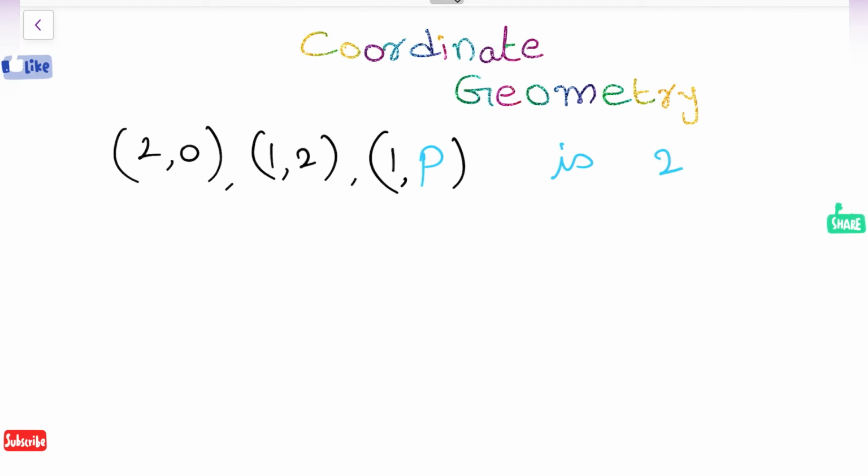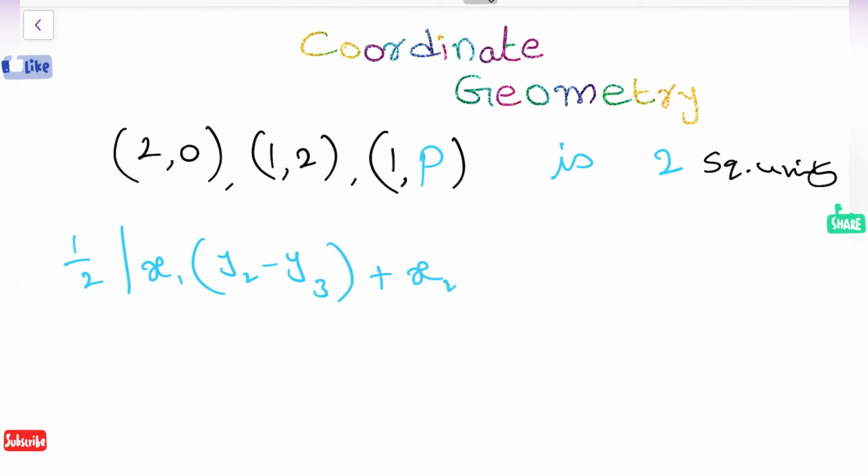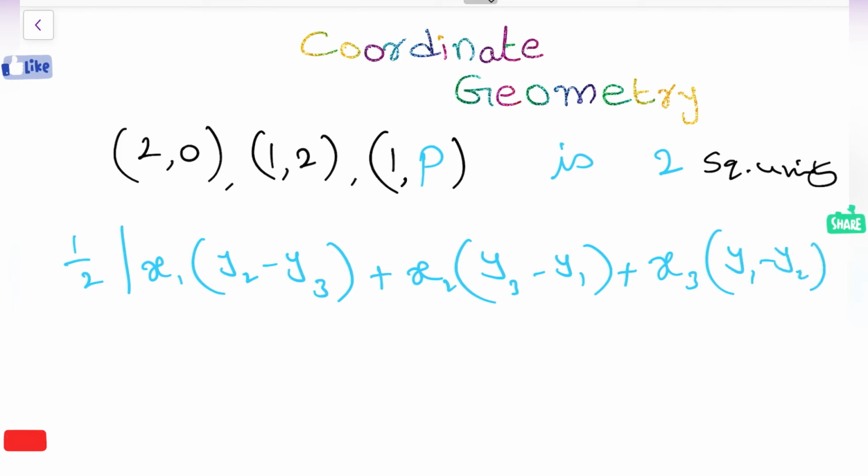Okay, now the question is, if the area of the triangle with vertices (2, 0), (1, 2) and (1, p) is 2 square units, then find the p value. So first, the formula as usual: half modulus of x1 into y2 minus y3, plus x2 into y3 minus y1, plus x3 into y1 minus y2, where the points are x1 y1, x2 y2, x3 y3.